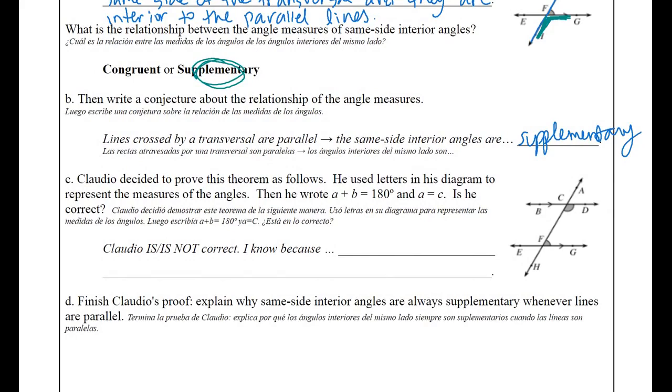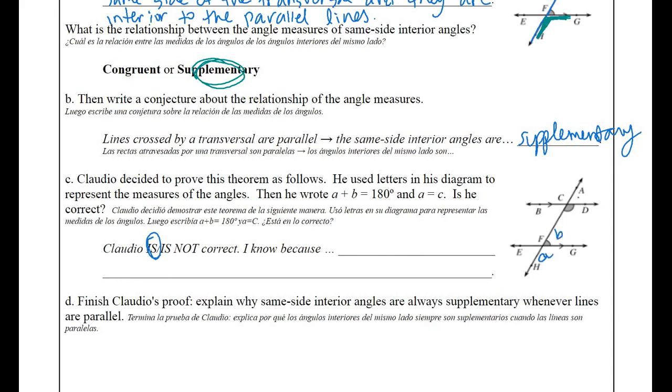Claudio decided to prove this theorem as follows. He used letters in his diagram to represent the measures of the angle. Then he wrote A plus B equals 180 degrees, and A equals C. Is he correct? Why, yes, he is. Although I don't know where those letters are. Let's add them. A plus B is 180, and A equals C.